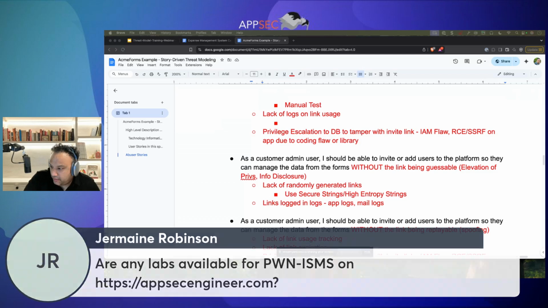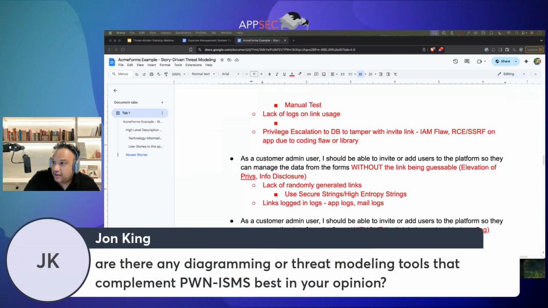Question again from John. Are there any diagramming or threat modeling tools that complement PWN-ISMS best in your opinion? Not right now. There's something that I'm working on, and that definitely addresses a lot of this with the aid of LLMs and AI. I'll watch this space, and you should see some announcements from us sooner or later in this. So definitely something around this.